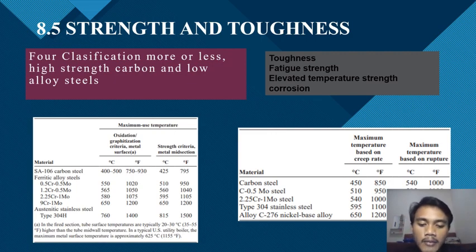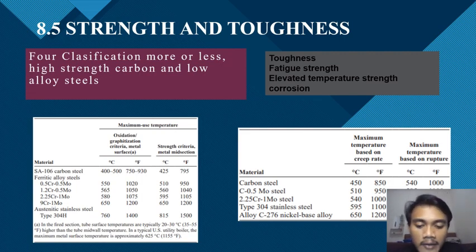Correlations are reasonable between the actual parts and longitudinal test bars, which were machined with the axis of the specimen in the same direction as the longitudinal axis of the steel bar or forging from which it was made.